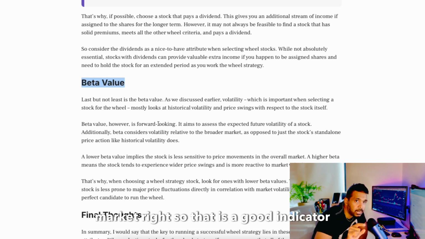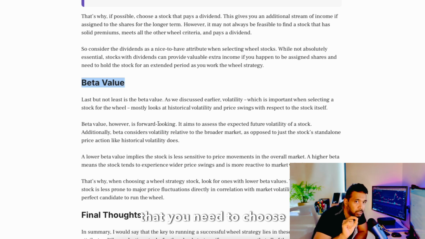So that is a good indicator that you need to choose a stock with a low beta value. The lower the beta, it links to the volatility point that I explained. The lower the beta, the less volatile the stock is, and it's good for the wheel strategy.